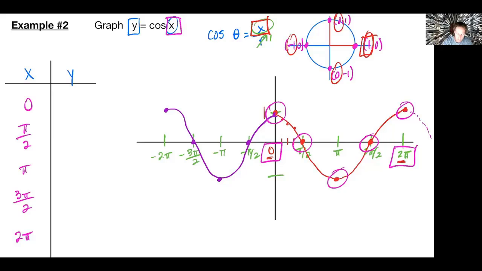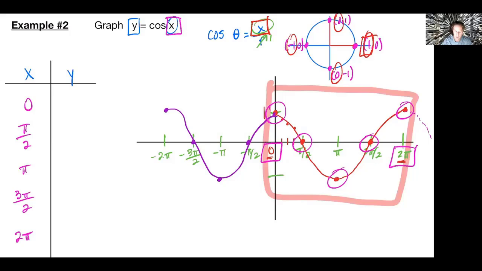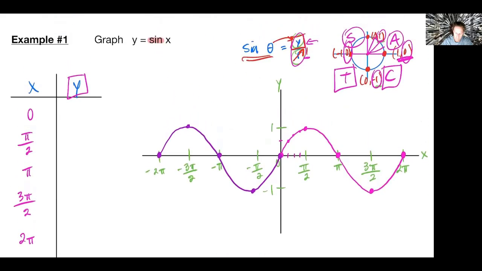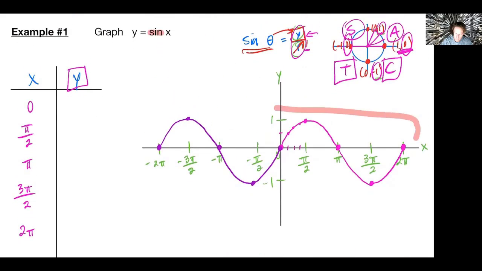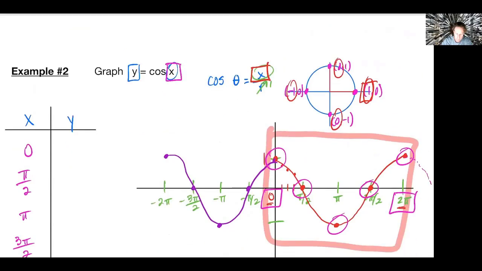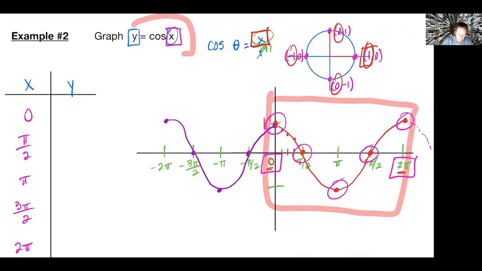Okay? But the key is that you know we are dealing with this graph for cosine and this graph for sine. If you can start with those and get those quickly, then we're going to just make a few adjustments to this equation and that equation in order to manipulate these.